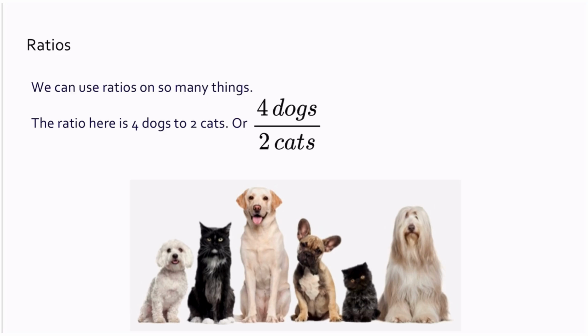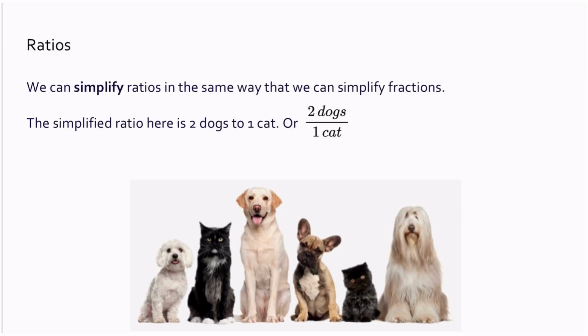We can also use it to compare things like this. So in this picture, we have a ratio of 4 dogs to 2 cats. And as I'm looking at this, I see I have 4 over 2, which with fractions, I would be asked to simplify. And in the same way, we can simplify ratios, where if I had 4 over 2, I could simplify it as 2 over 1. Because 4 over 2 and 2 over 1 have the same relationship to one another.